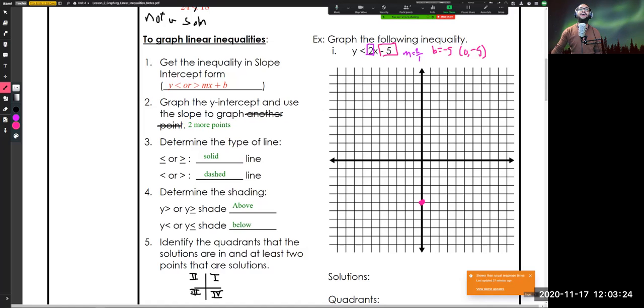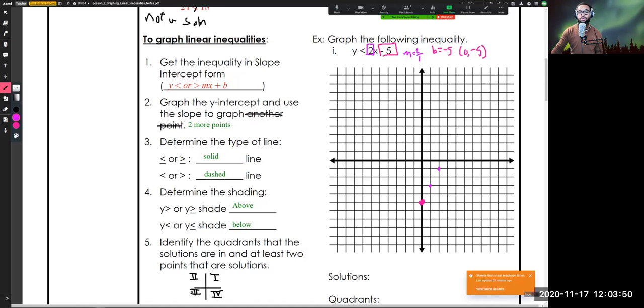And then we're going to plot our slope. Our slope is 2, and then we put it over 1, because that's what we do with whole numbers. We put whole numbers over 1 when they are slopes. So we're going to rise 2 in the positive direction and run 1 in the positive direction to the right. So up 2, over 1. Up 2, over 1.